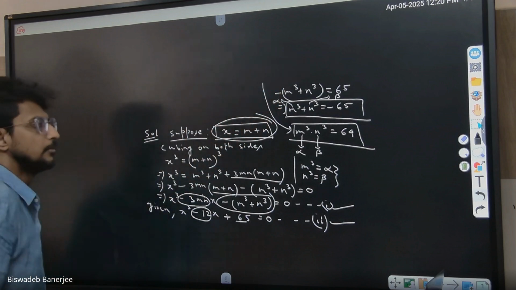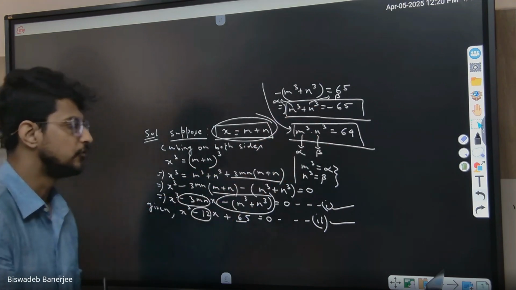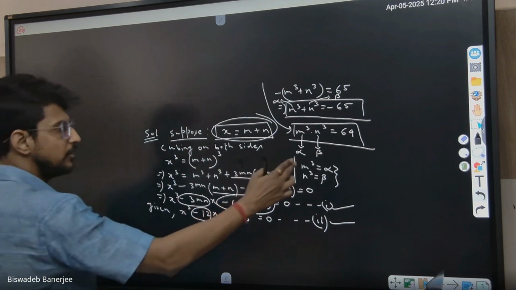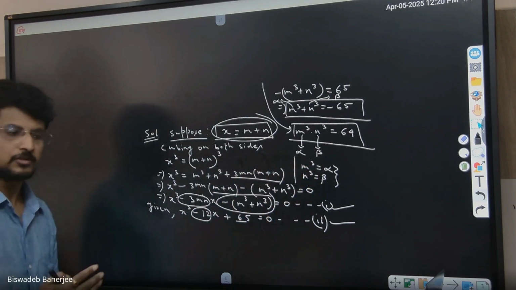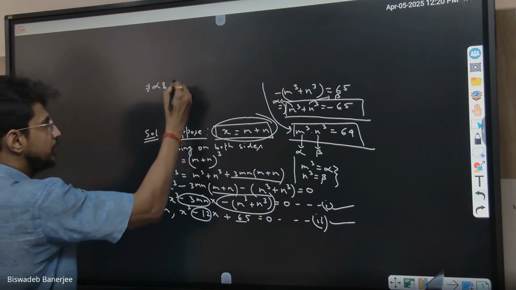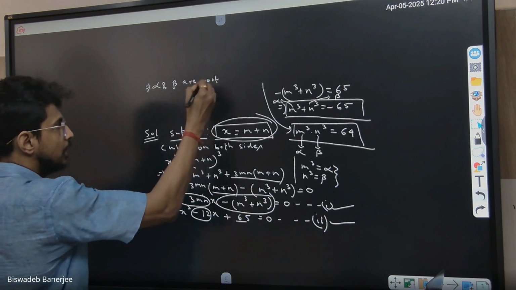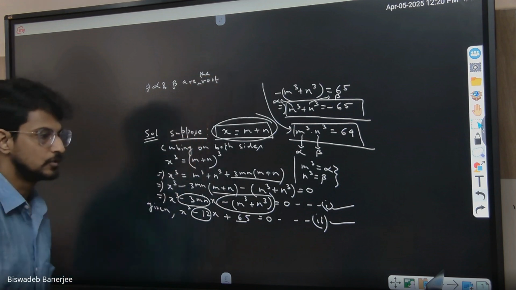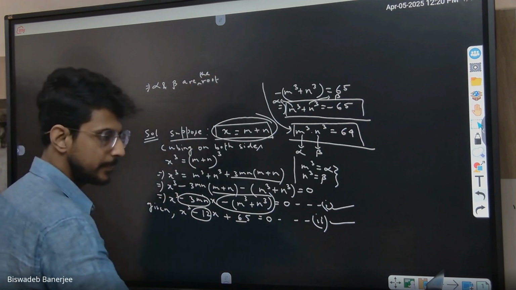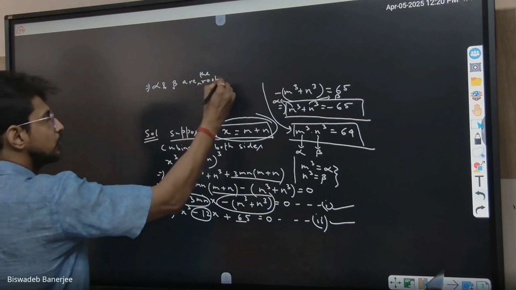See that my alpha plus beta is minus 65, and alpha into beta is equal to 64, where alpha is m cube and beta is n cube. So this gives you what? This gives you that alpha and beta are the roots. That is the main thing, right? Alpha and beta are the roots.